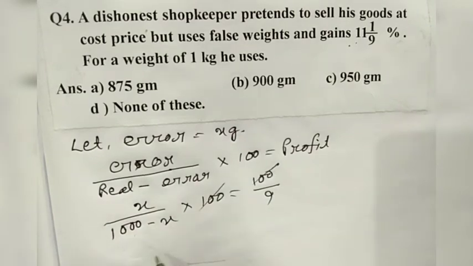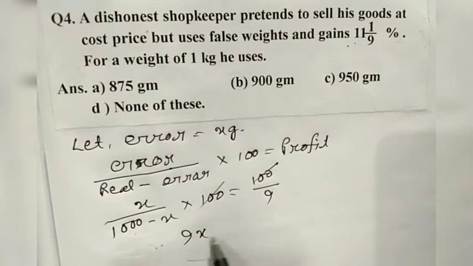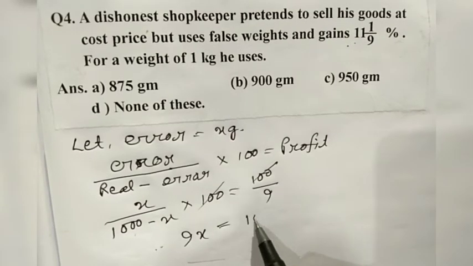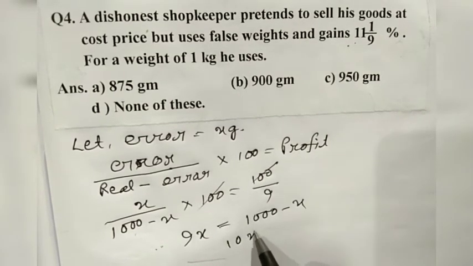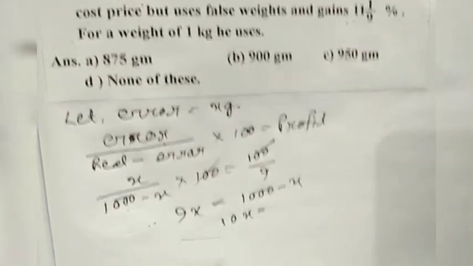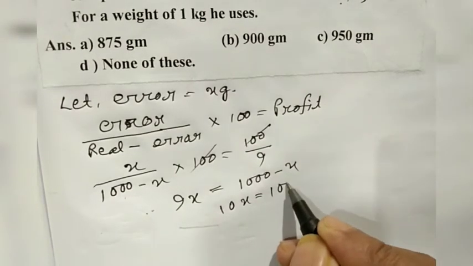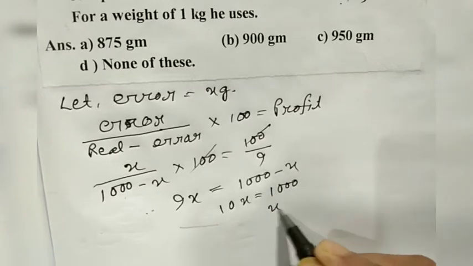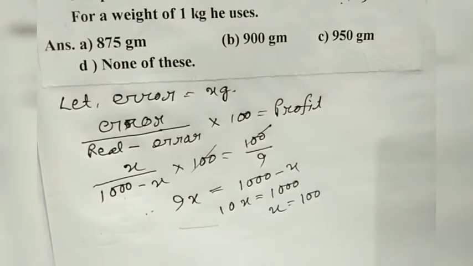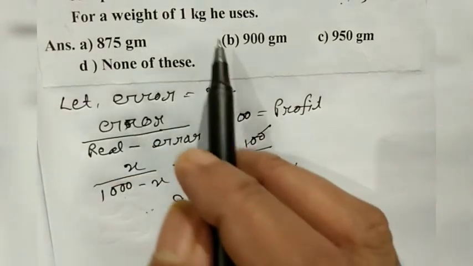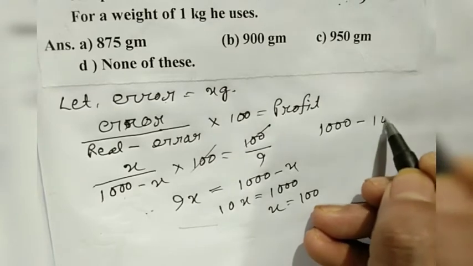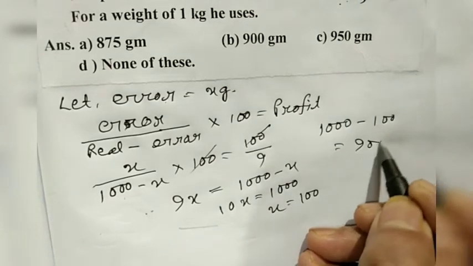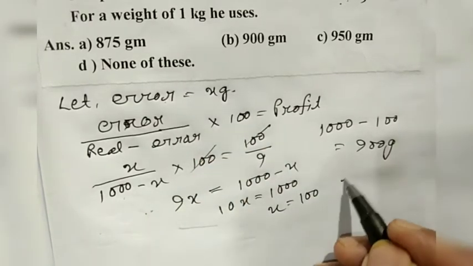Then cross multiply, 9x equal to 1000 minus x. Then 10x equal to 1000. Then x equal to 100. Okay, then error x gram. But he uses 1000 minus 100, 900 gram. Answer B.